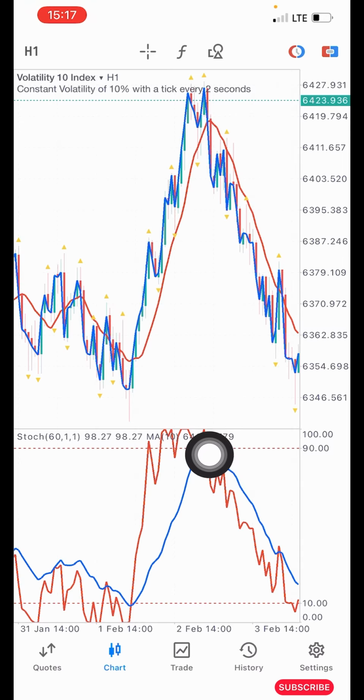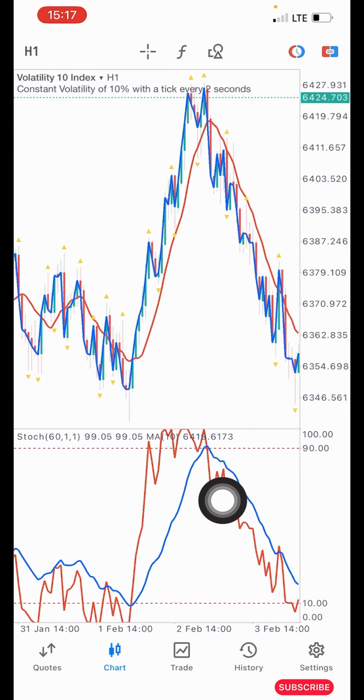All right, so now let's take this for example. You can see that it's touching the 90 level here. Now the first condition is that you want to see this red line crossing above the blue line. Once the red line crosses above the blue line, you look up here on the main chart.